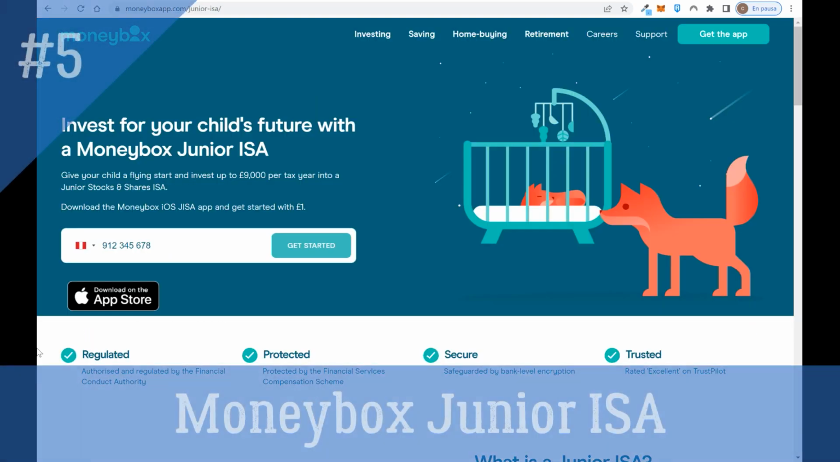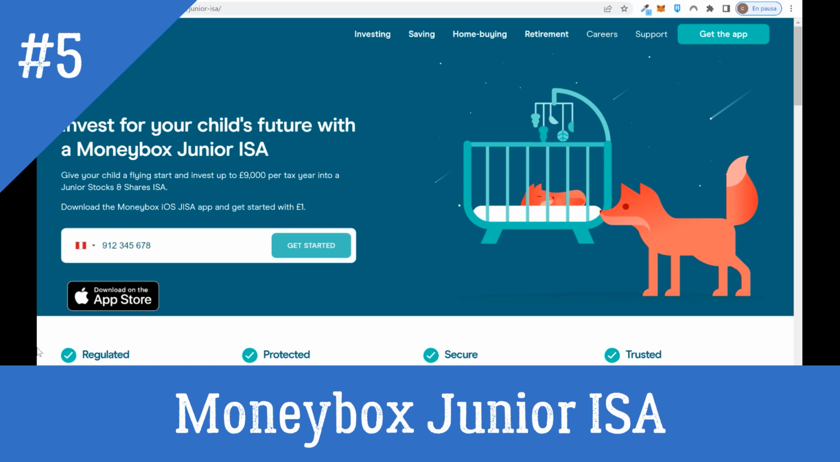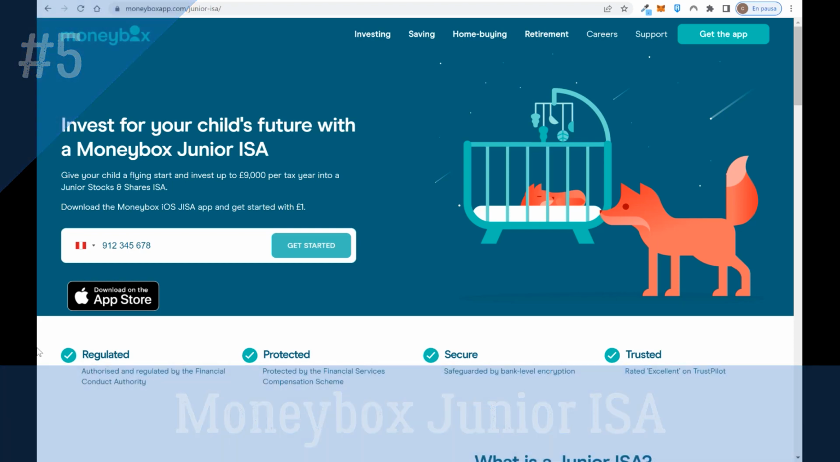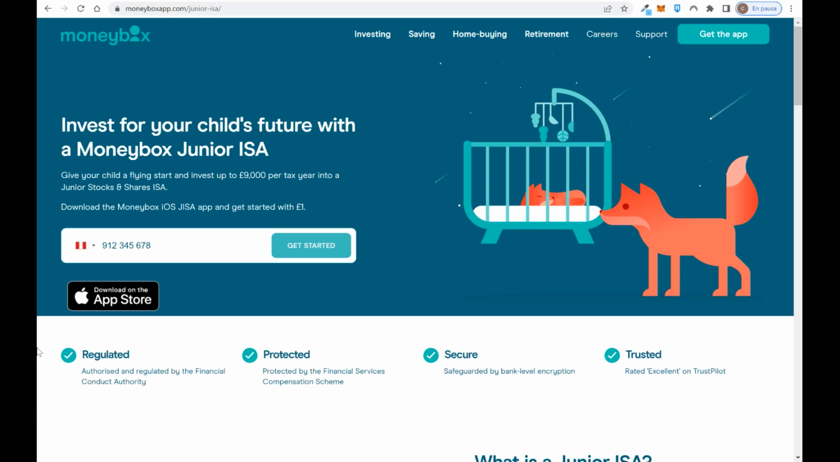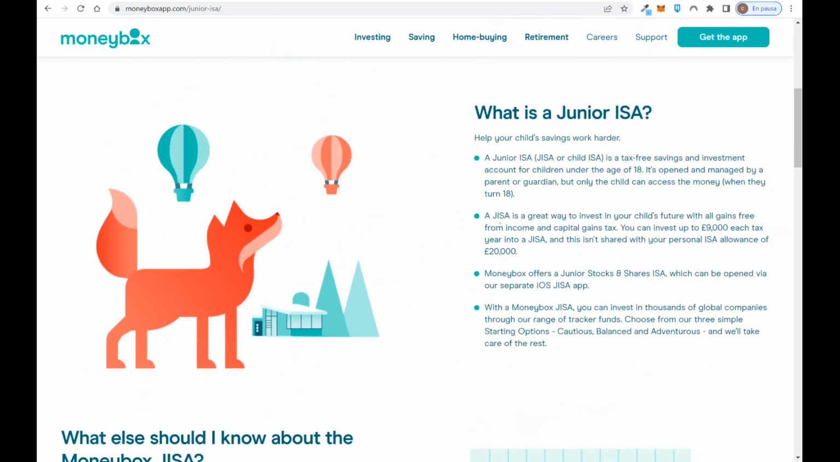What about if you have children? Well, the government gives you a really useful alternative that is called the Moneybox Junior ISA account. So, for example, if you want to start saving money for your children for their future, you can create an account for them and you can invest up to £9,000 per year into that junior stocks and shares ISA account. Which are the benefits? The main benefit is that you're not going to pay any tax on the gains that your children make on that specific account.